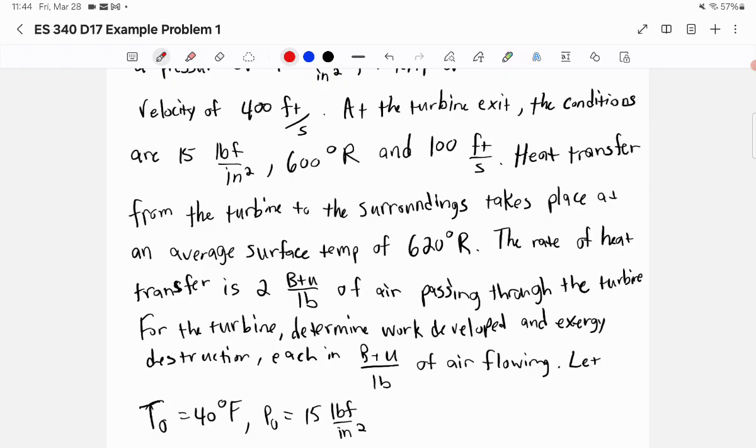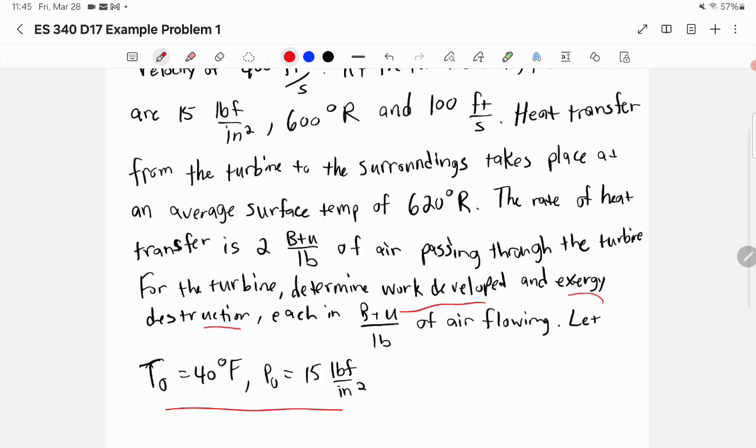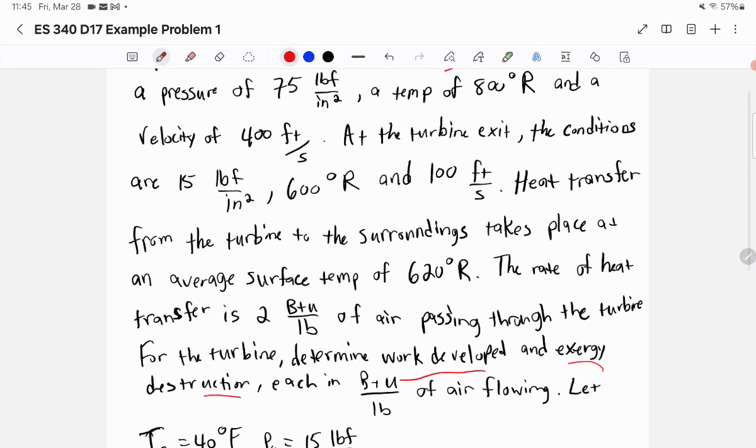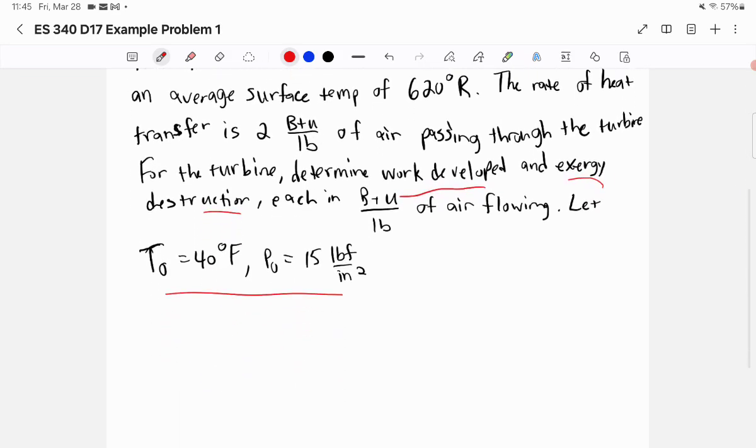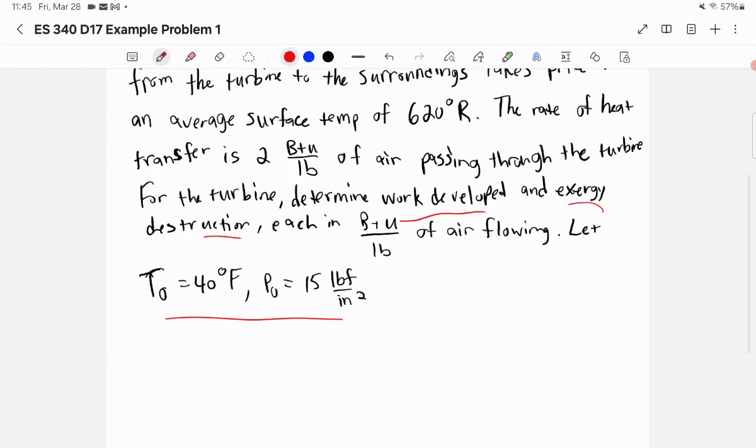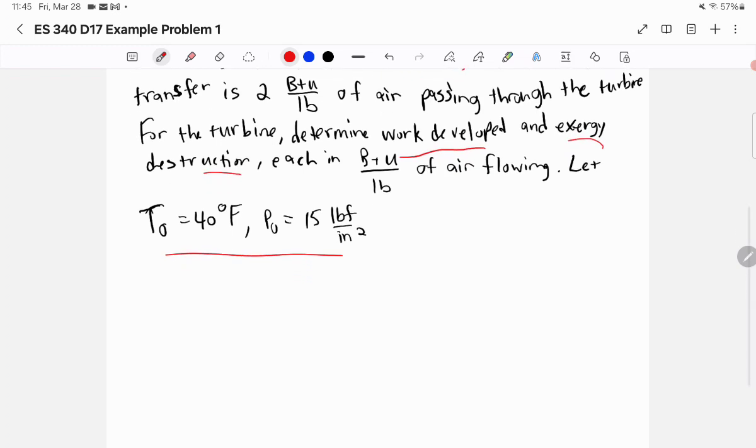For the turbine, determine the work developed and the exergy destruction, each in BTU per pound of air flowing. We're going to let the dead state be 40 degrees Fahrenheit and 15 pound-force per inch squared. All of these details are obviously going to be important. The first thing it asks for is the work developed, and the easiest way to find the work in this case is using the energy rate balance equation.